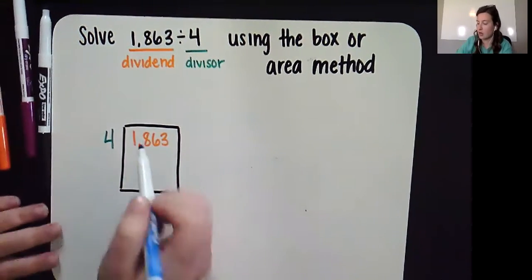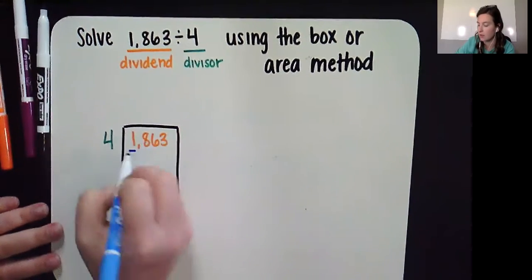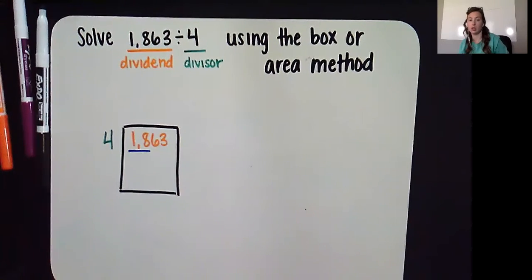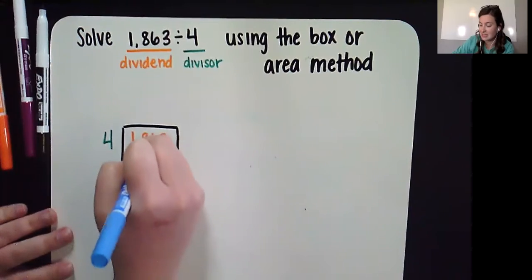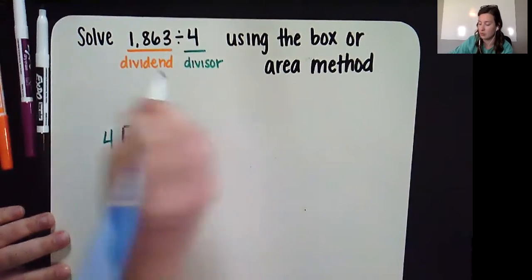I'm going to start on the far left side. 1 is less than 4. I'm not even going to work with that number. I'm going to go straight next door. 18. What is the closest multiple of 4 to 18 without going over? Well, that's 16. And to get there, we multiply 4 by 4.